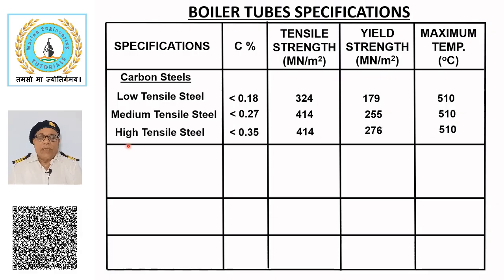High tensile steel. High tensile steel with carbon less than 0.35% has average yield strength of 276 meganewton per meter square at an average temperature of 510 degrees Celsius and offers a good combination of strength and adequate ductility. It is responsive to heat treatment and provides moderate weldability.